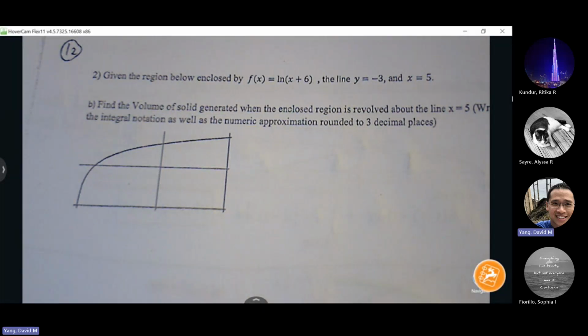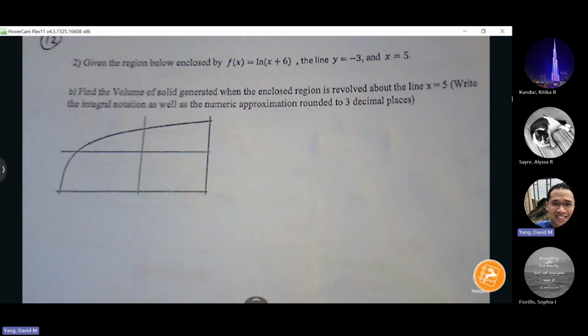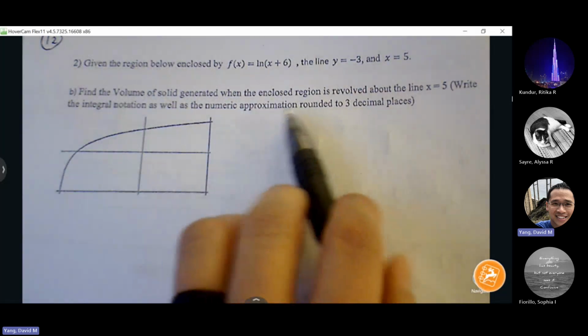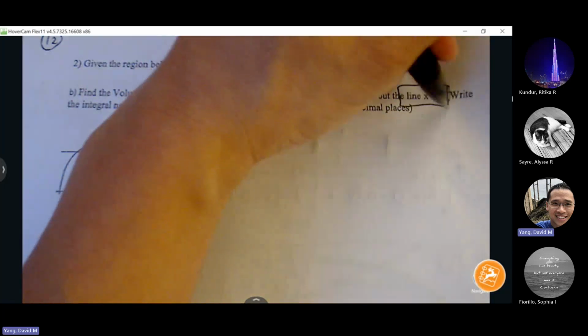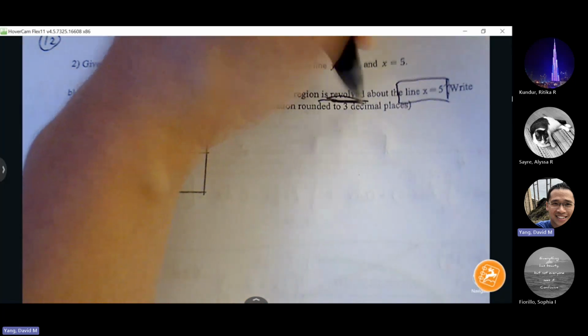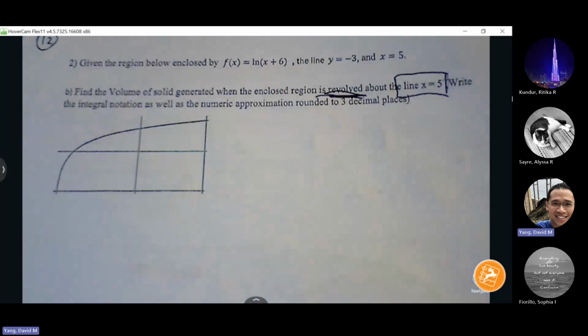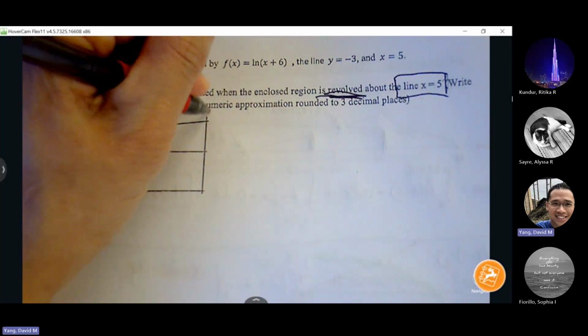Okay, next page, same shaded region. But let's see, we're now revolving about the line x equals 5. So we know it's going to be either disk or washer. We know that seeing the word revolving, there's rotation. But here is my axis of revolution, right at this boundary here.